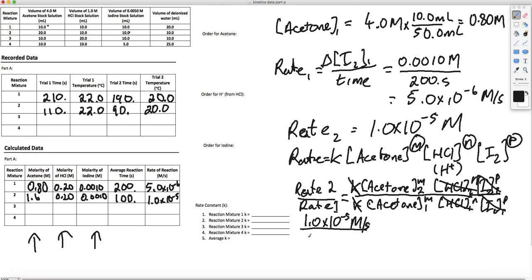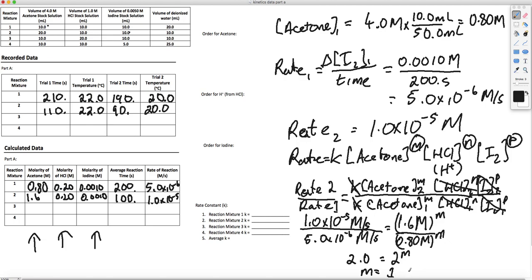So we've got 1.0 times 10 to the negative 5 over 5.0 times 10 to the negative 6. You can see that the top one now is bigger than the bottom one, which makes it a little bit easier. And then we've got 1.6 molar to the power of m over 0.80 molar to the power m as well. Once we do the math, this ends up being 2.0, and that ends up being 2 to the m, and you can see that m would then be 1.